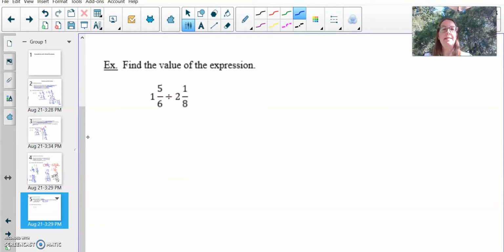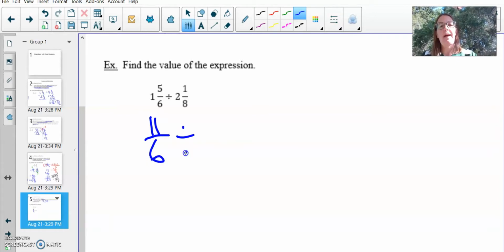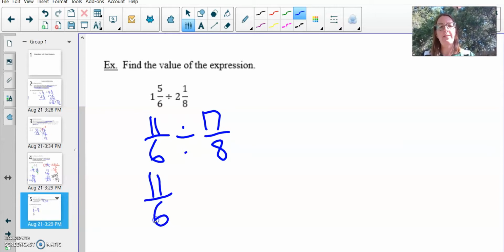So my first step is to make them improper. 1 times 6 is 6 plus 5 is 11. So I'm getting 11/6 divided by 2 times 8 is 16 plus 1 is 17. So 17/8. Now I'm going to do keep, change, flip. So I keep the first fraction the same, change division to multiplication, find the reciprocal of the second fraction, so that becomes 8/17.